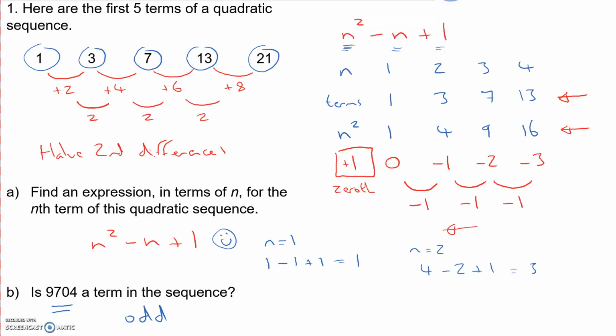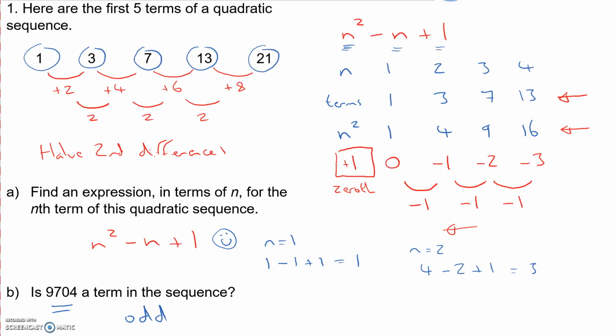Well, I think it must be, because what are we adding each time? We've got plus 2, plus 4, plus 6, plus 8. I assume we're going to get plus 10, plus 12. We're always adding an even term to that last odd number. And if we add an even to an odd, we're going to get an odd number every time. Every term in this sequence has to be odd.